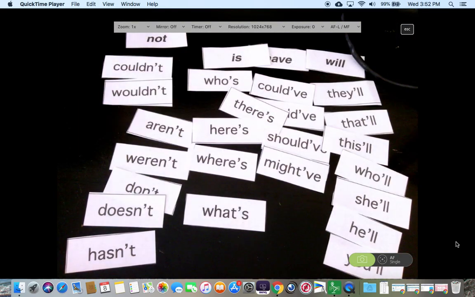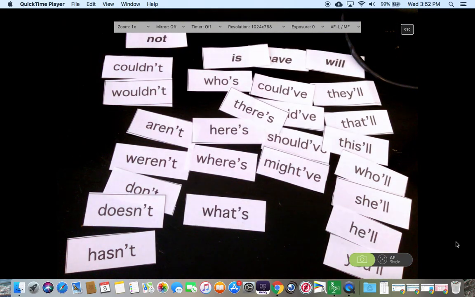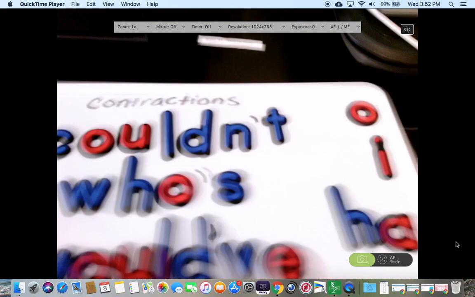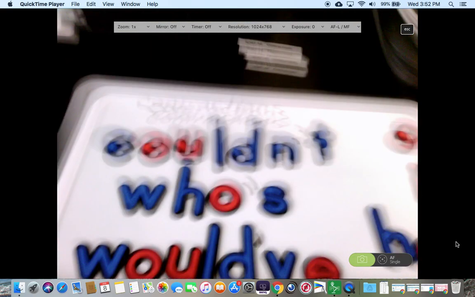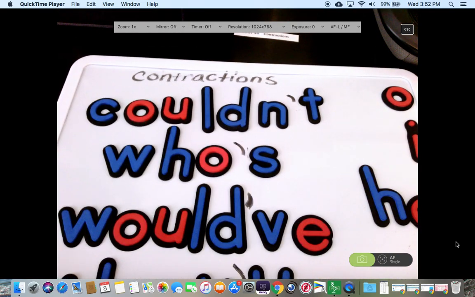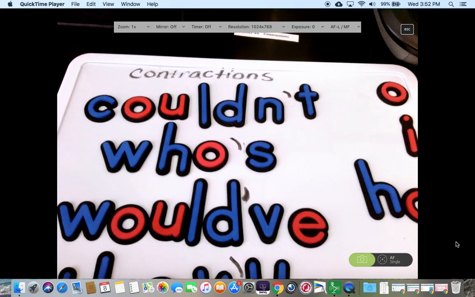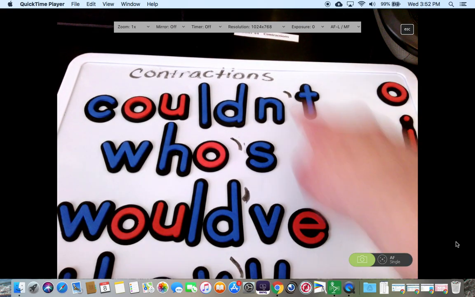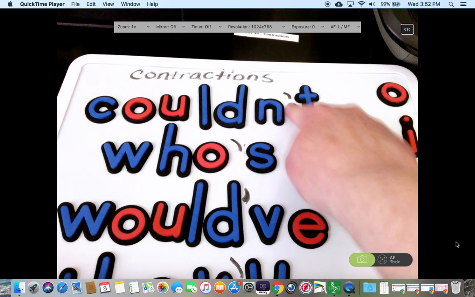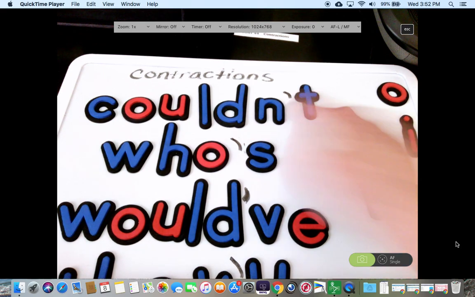Okay, learners, so just to review again. Today we learned about contractions, and we learned that contractions are taking two words and putting them together, removing one or two letters and shortening it. And we put the apostrophe in the place where we removed the letter.